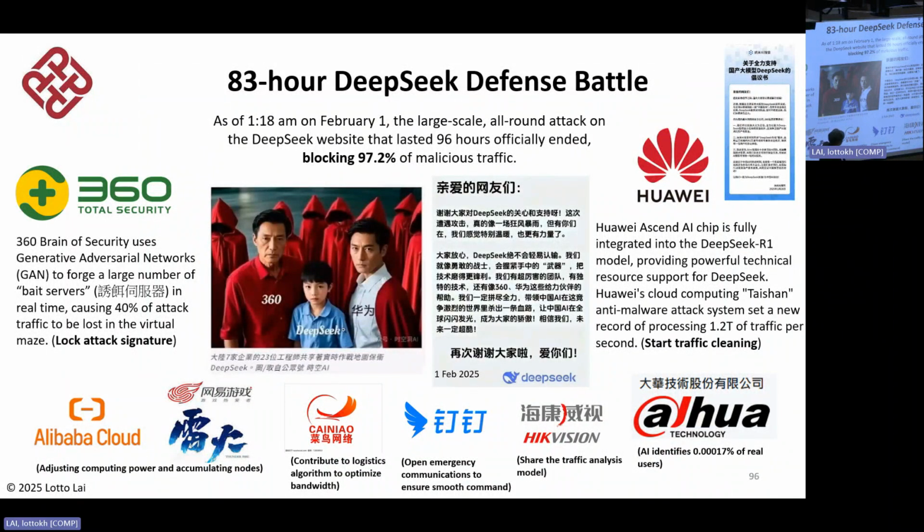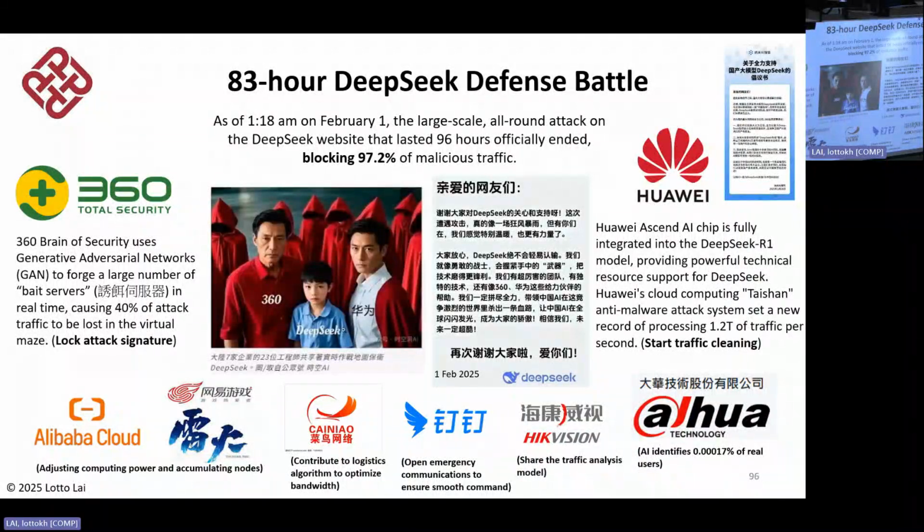Huawei Ascend AI chip is fully integrated in the vision model, providing powerful technical resources. Huawei's cloud computing set a new record, processing 1.2 T of traffic per second. So they gave traffic support. It is an appreciation letter. I saw some reps on February 1 appreciating Huawei, 360 and other companies for protecting it.